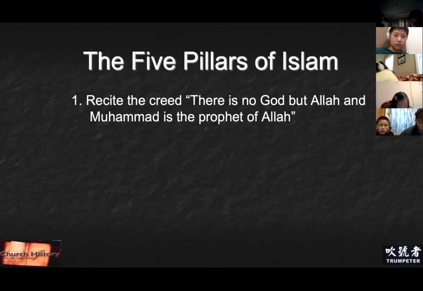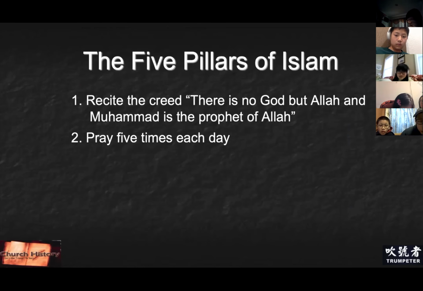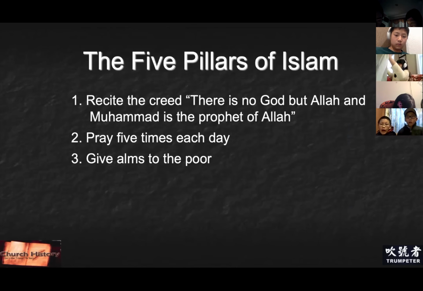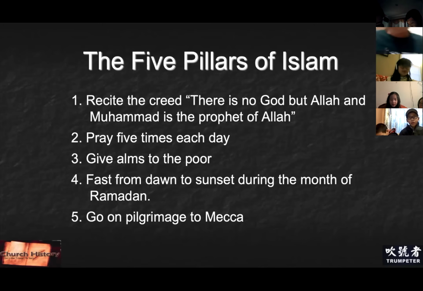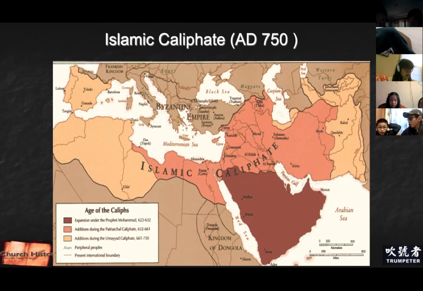There are five pillars of Islam. Recite the creed. Then pray five times each day. Give alms to the poor. Fast from dawn to sunset during the month of Ramadan. And go on pilgrimage to Mecca if possible. So that's for them to practice.